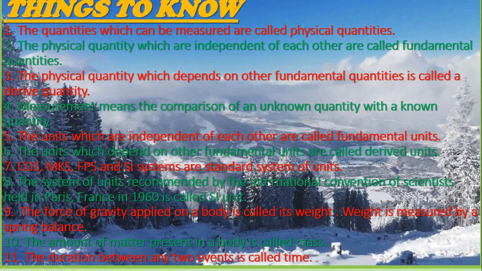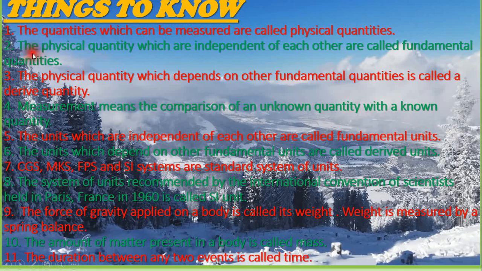Now we have discussed all the topics. Now let's discuss the summary of these topics. What are the things that we know after the completion of those topics? The first thing that we should know is that the quantities which can be measured are called physical quantities. The physical quantities are the quantities which can be measured.